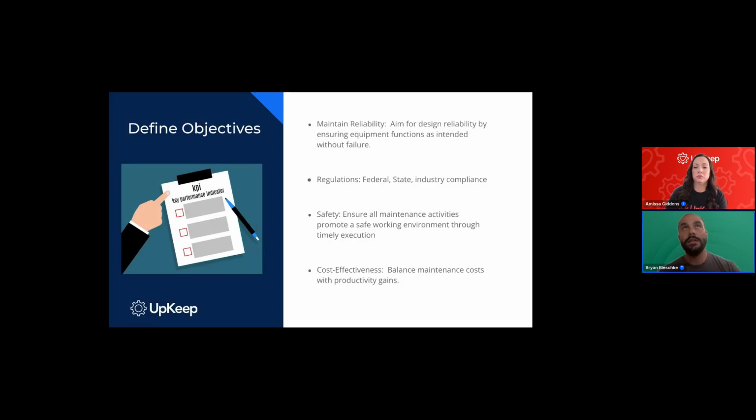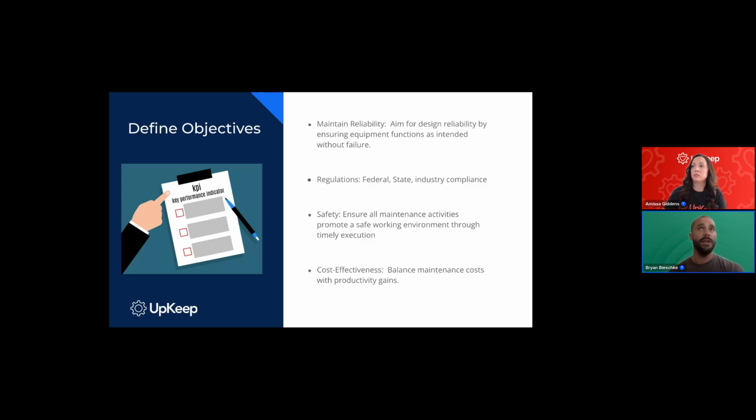We should be aiming to maintain the design reliability by ensuring equipment functions as it's intended. If a machine is designed to produce X widgets, we want to maintain it producing X widgets at the appropriate cost as long as we possibly can. Regulations, hate to say it, Big Brother is always watching us. We have to follow federal, state, and industry compliance. So if it's oil and gas, if it's food and beverage, you probably work in all kinds of crazy environments, and I'm sure someone is telling you how and when things need to be done to comply.